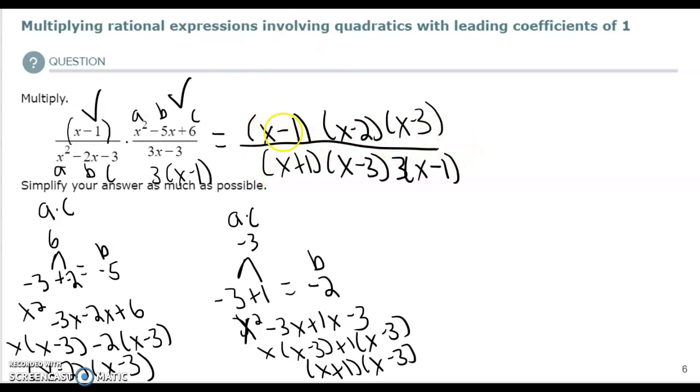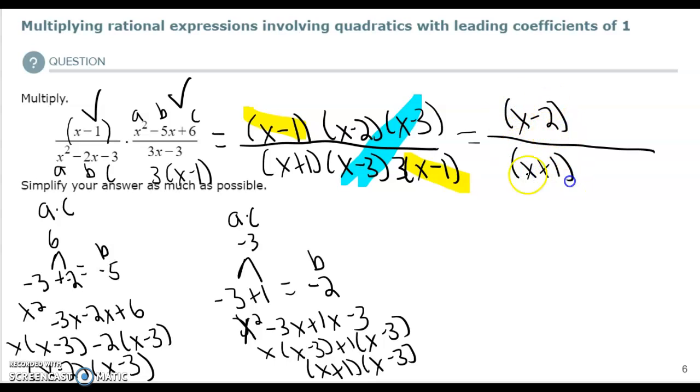So I'm going to use different colors just for simplicity's sake. I can factor out an x minus 3, an x minus 1, and x minus 1. And then whatever I have remaining in the numerator and the denominator is what is left. So I have an x minus 2, an x plus 1, and a 3.